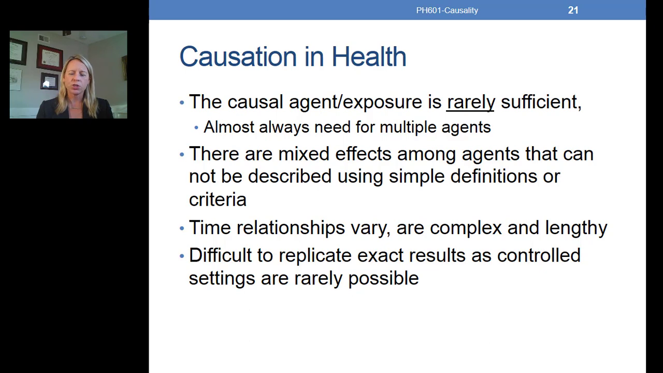In addition, time relationships vary, and they're complex and they're lengthy. And again, our 2x2 simplistic way of looking at things does not account for these time relationships. And then lastly, it's difficult to replicate exact results. And that is because controlled settings are rarely possible in public health.